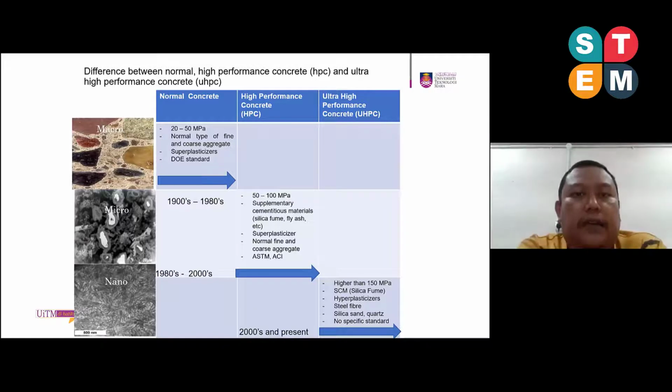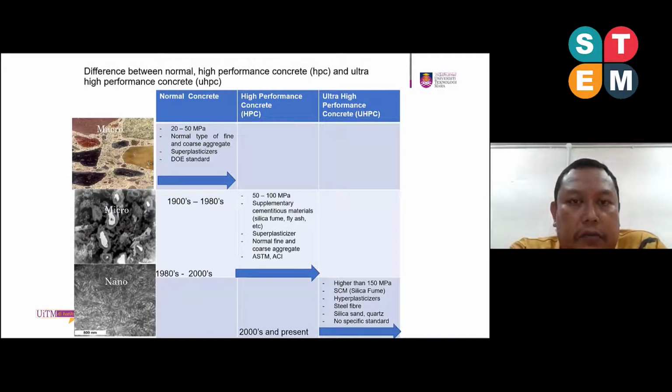Before I start any further, this is some introduction on past research on the current evolution of concrete, starting from normal, high performance concrete, and also ultra high performance concrete. Maybe members of the floor in the conference and the meeting also have basic knowledge of concrete itself. So it's just sharing on what types of concrete are used in construction today.